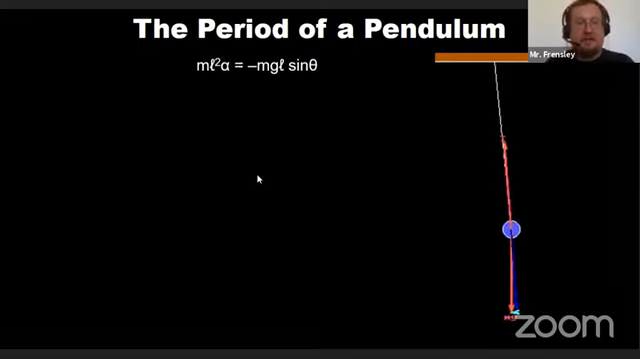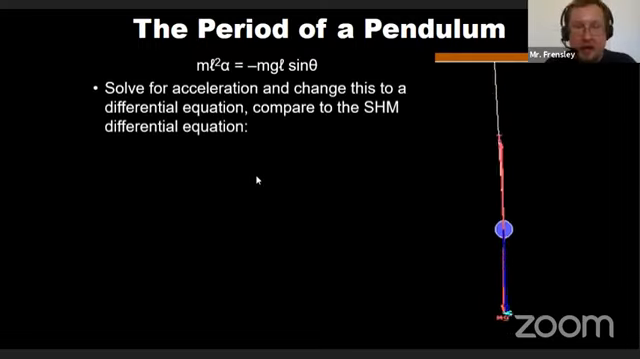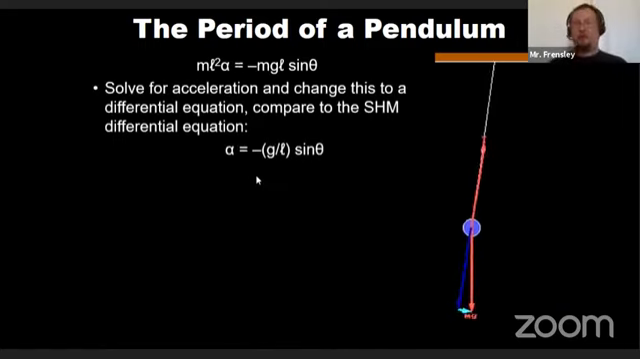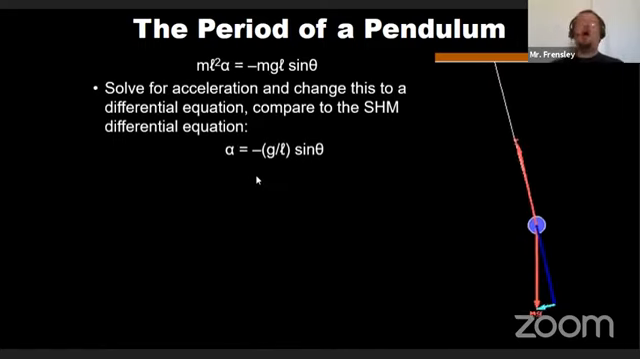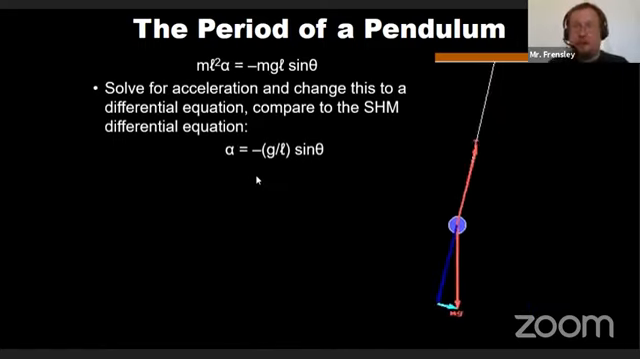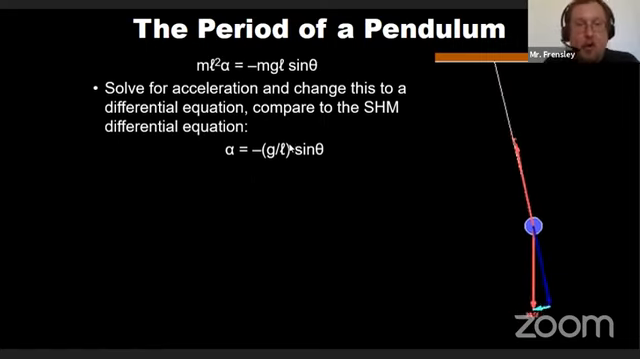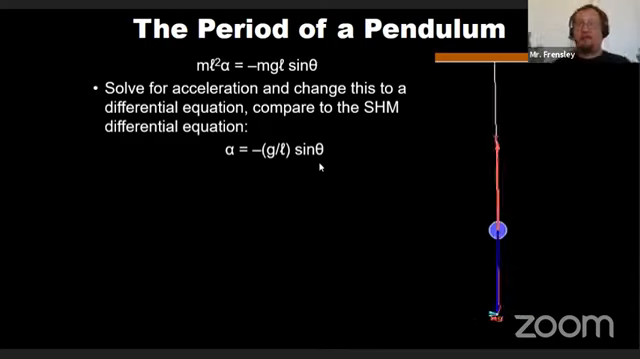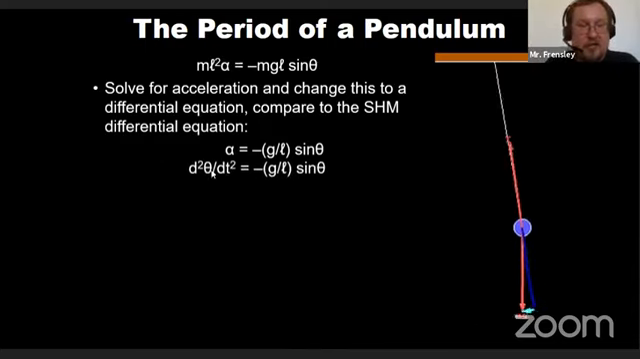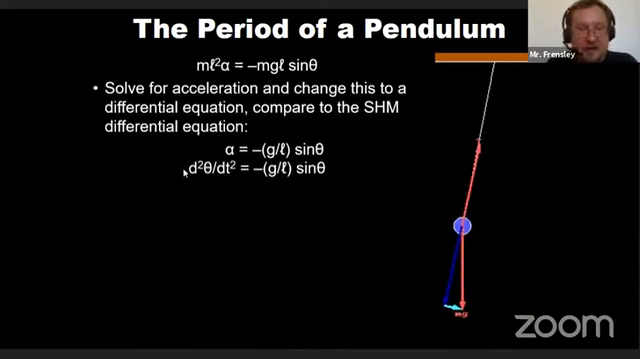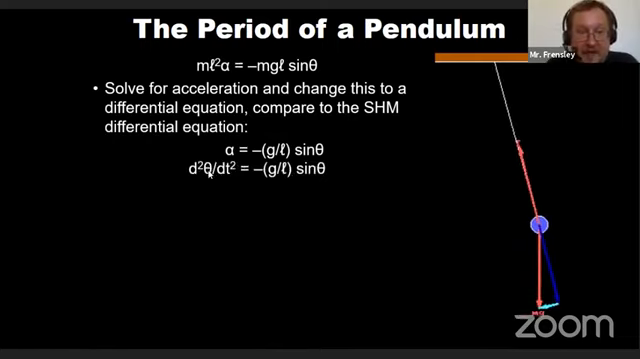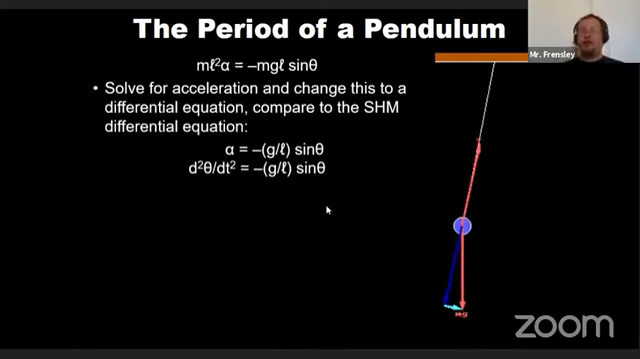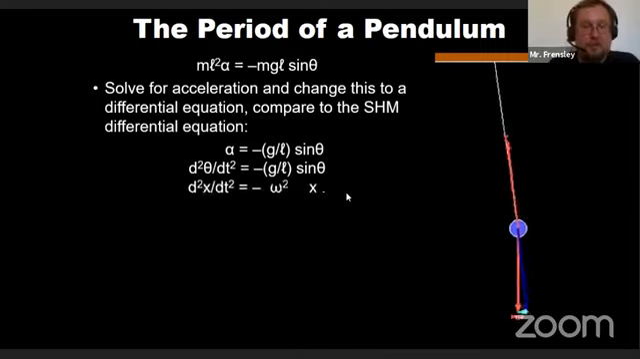Let's get that alpha by itself. We're going to cancel the L and the m's, so the mass of the bob doesn't matter. That sounds familiar from a pendulum, right? The mass doesn't matter. I get alpha equals negative g over L times sine theta. Okay, now let's change that into a differential equation. There's a second derivative of theta. There it is, yay. And let's compare that to our simple harmonic motion differential equation.